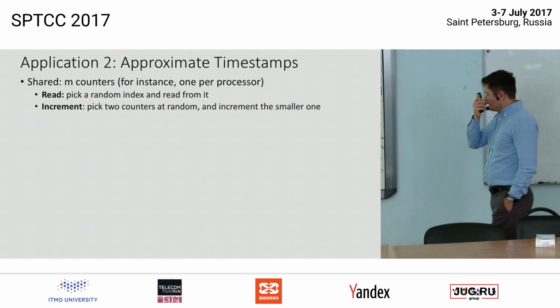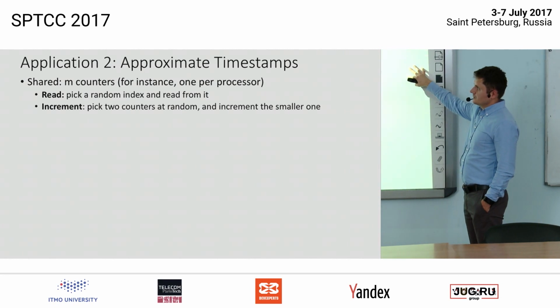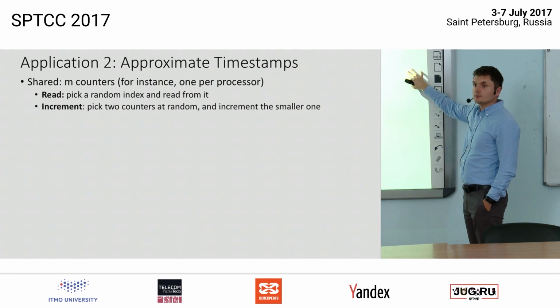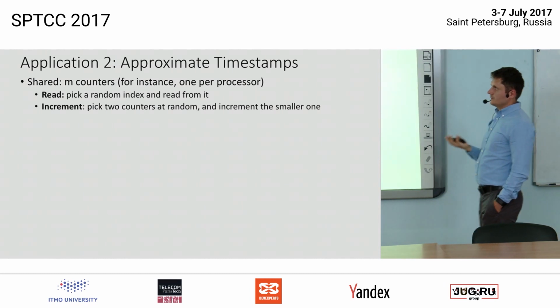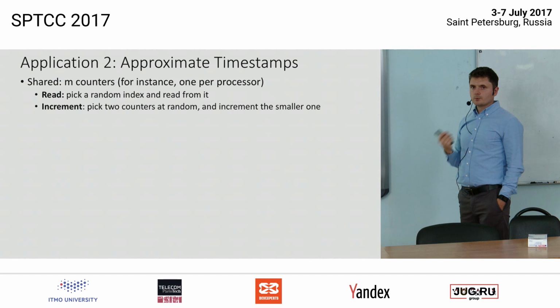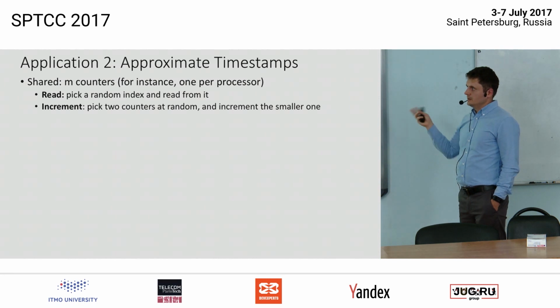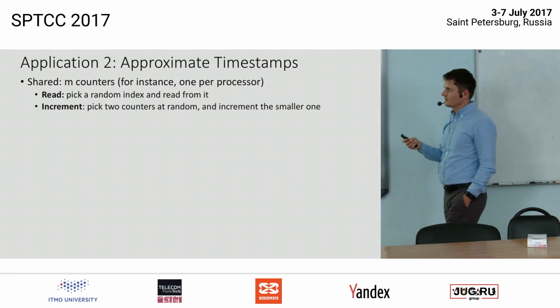All right. So the other example is approximate timestamps. Imagine we want to do counters now. We're back to the approximate counter problem which we had before. Imagine we have a set of m counters, for instance, 1 per thread. To read, imagine you just pick a random index and you read the counter corresponding to that index. Otherwise, it's totally fine to just read your local counter, but I just wanted to mention both versions.